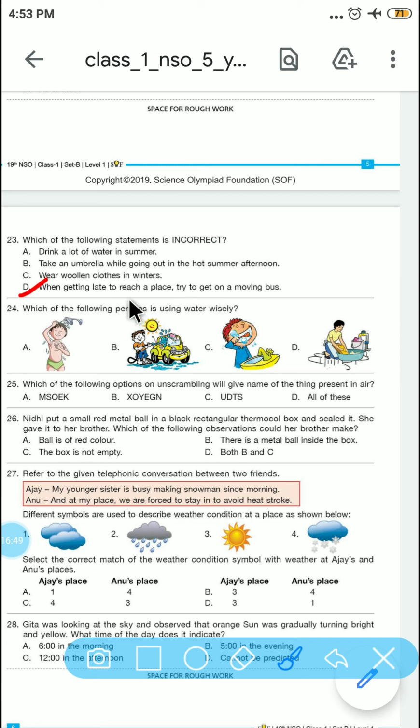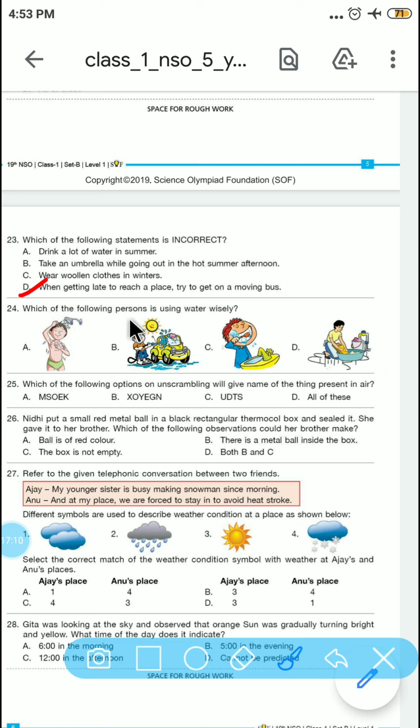When getting late to reach a place, try to get on a moving bus. It is incorrect, because a moving bus can put us in an accident. So we don't try this.